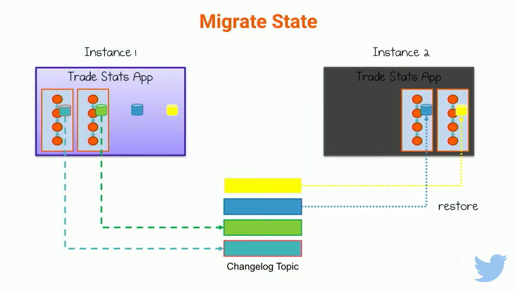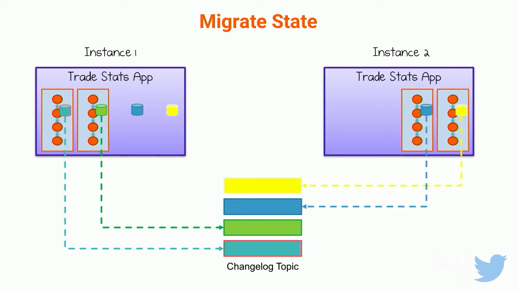So while this application instance is running and updating the local state, it's also writing all those changes into the changelog topic. Now when we scale out and create a new instance, and those tasks are reassigned, the first thing this new instance does is go to the changelog topic, read the changes and recreate the state, and after that is done, it goes into processing mode, and now it writes into the changelog topic.